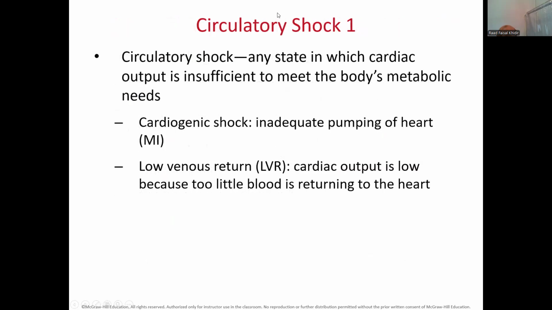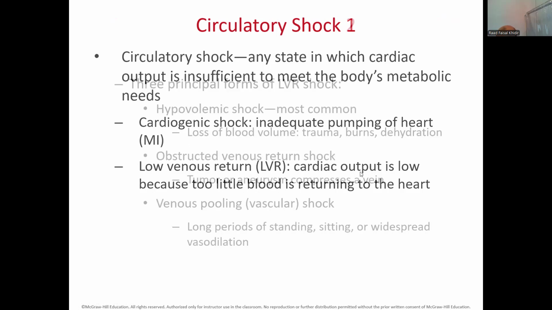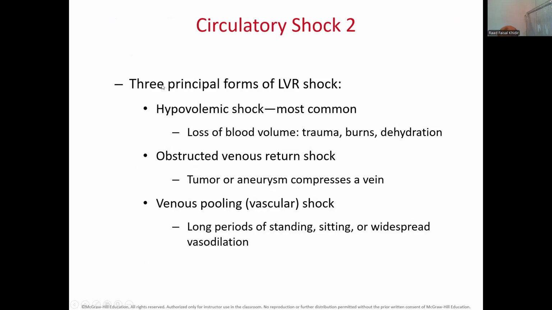So circulatory shock is any state in which cardiac output is insufficient. And that could be because of cardiogenic shock, meaning the heart is not pumping enough due to some arrhythmia or some derangement in the electrical activity of the heart, or due to low venous return, because the cardiac output is not sufficient. And there are three principal forms of low venous return shock.